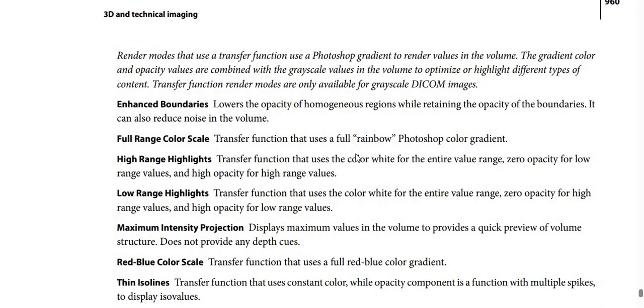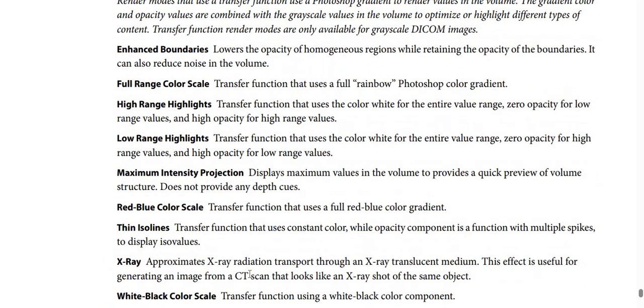Note here please. The render modes that use a transfer function use a Photoshop gradient to render values in the volume. The gradient color and opacity values are combined with the grayscale values in the volume to optimize or highlight different types of content. And transfer function render modes are only available for grayscale DICOM images.